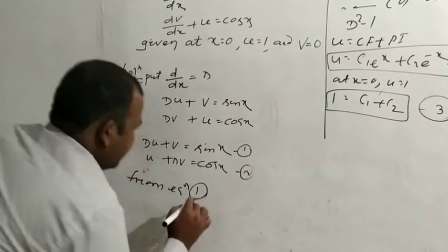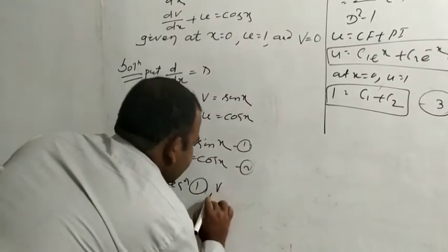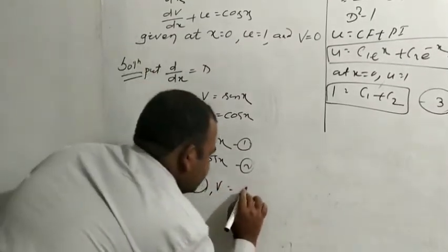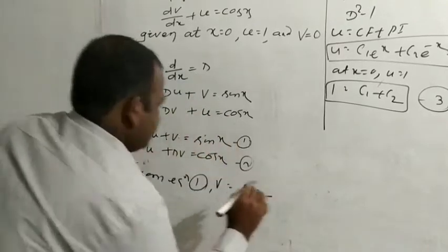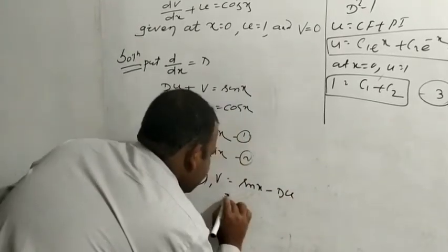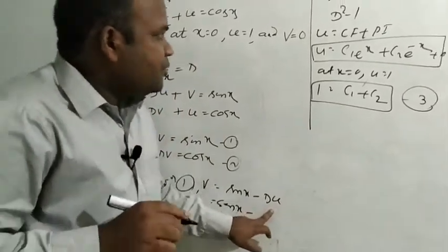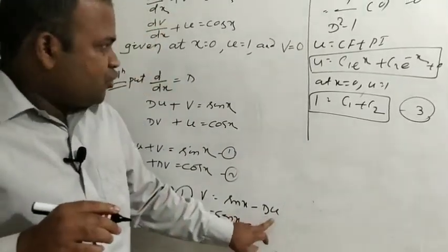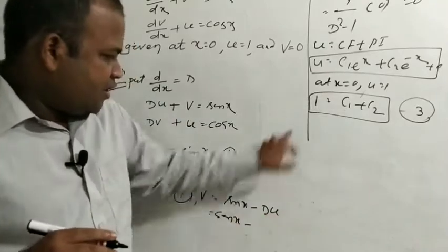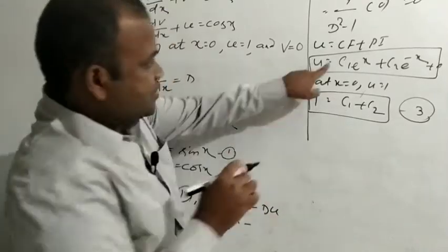what is the value of v? V equals sin x minus du. So this is sin x minus du. That means you will differentiate u with respect to x, du. So this is the value of u.